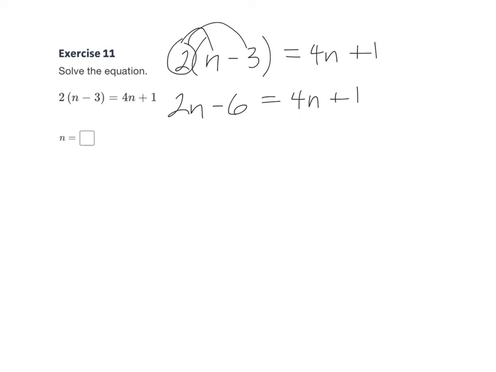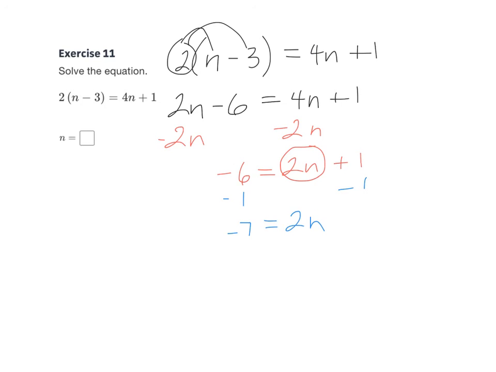Now my options here to get the variable on the same side, I could minus 2n or I could minus 4n. If I minus 2n, my variable is going to stay positive, so that's the one I'm going to do. I'm going to minus 2n. That gives me negative 6 is equal to 2n plus 1. Now, circle my term with the variable. How do I get rid of a plus 1? The inverse of adding 1 is subtracting 1. I'm going to do that on both sides. I get negative 7 is equal to 2n.